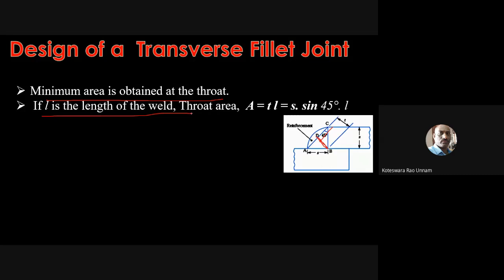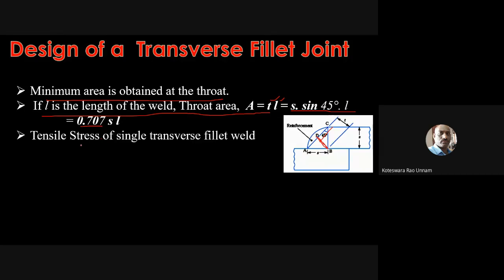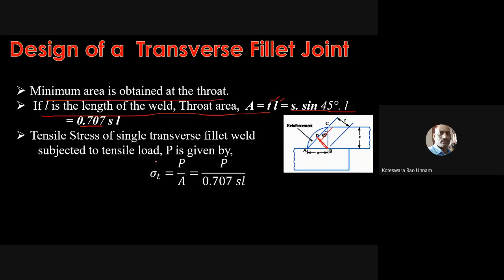If L is the length of the weld, then the throat area is going to be T into L, which is nothing but S sine 45 into L. That's what we already saw. So sine 45 is 1 by root 2, which is nothing but 0.707 SL. So the tensile stress should be P by A, which is nothing but P by 0.707 SL, or else I can write this as root 2 P by SL also. Both are the same only.